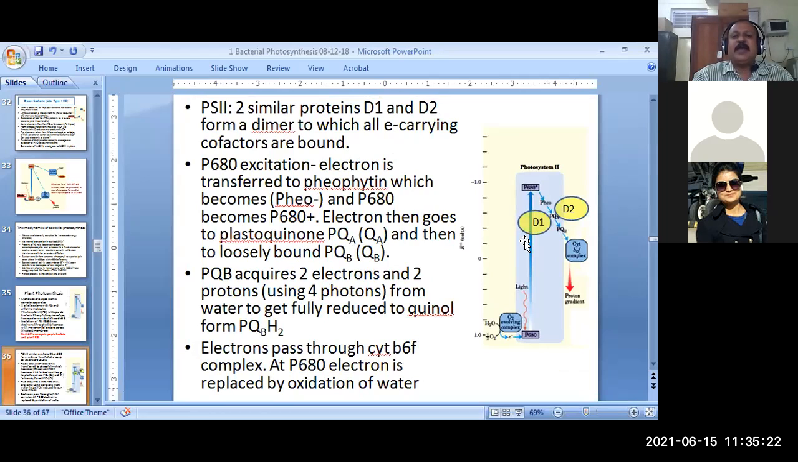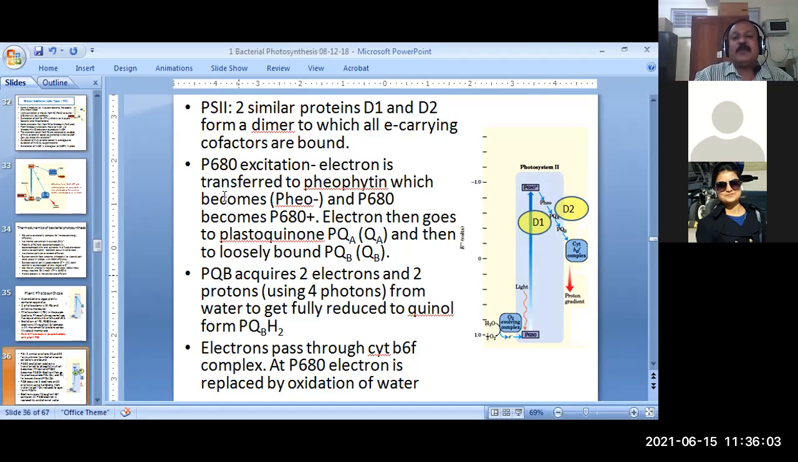Now the same diagram I have modified slightly, just to show you some details here. There are two proteins called D1 and D2 proteins. These proteins are similar to each other, and they form a dimer. This dimer is placed in the membrane in such a way that all the electron carrying cofactors are physically bound to it. So now this becomes a bigger complex, where we have the electron transport components bound to the dimer D1 plus D2 together.